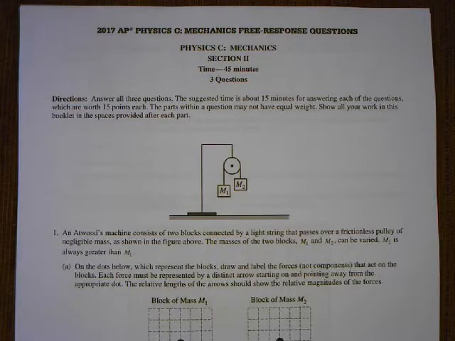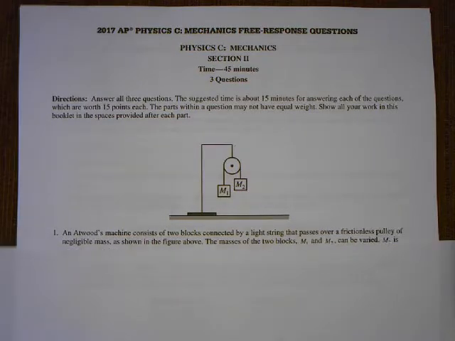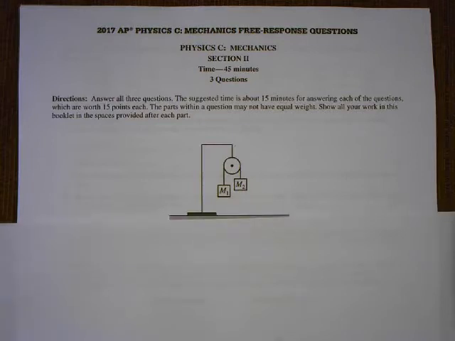So question number one from 2017, first of all, you're going to look at the picture. So you see two different masses. The first thing you need to say to yourself is, which way is it moving? If you read the problem, it's an Atwood machine, and it consists of two blocks connected by a light string that passes over a frictionless pulley. That's good because we don't have to worry about the moment of inertia of the pulley, of negligible mass. The masses of the two blocks, M1 and M2, can be varied. M2 is always greater than M1.